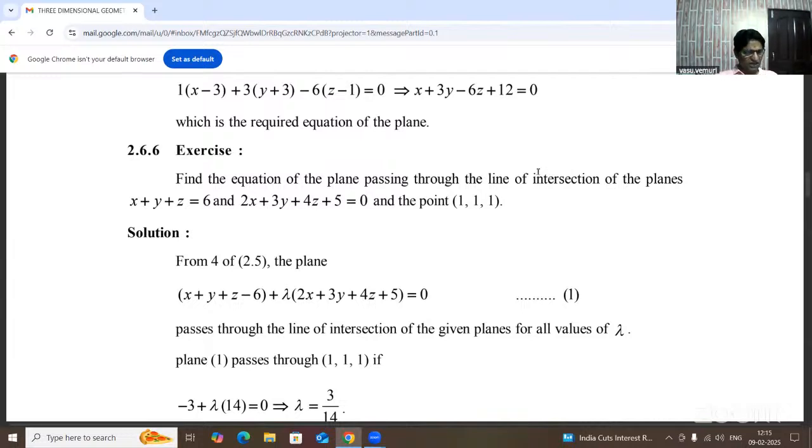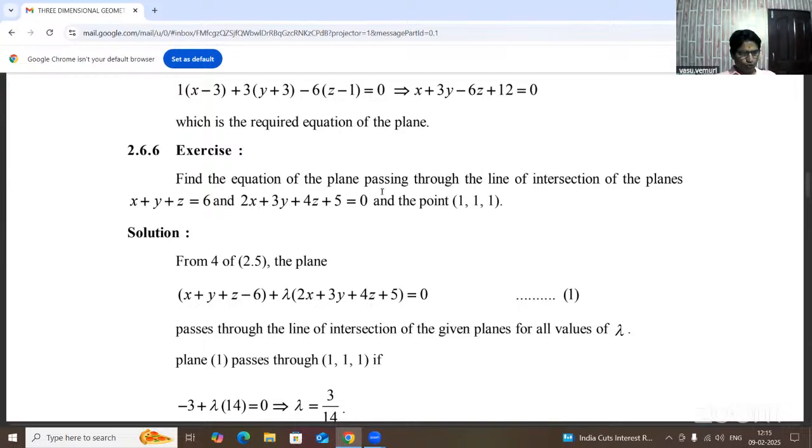That is the intersection of any two planes. So first of all, you must read and study the given problem carefully. The given planes are x plus y plus z equal to 6, and again 2x plus 3y plus 4z plus 5 equal to 0.